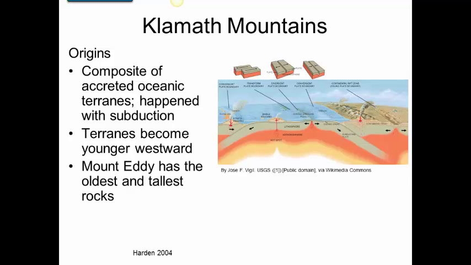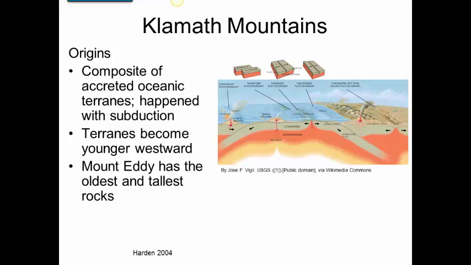As a result, these terrains become younger as you move westward. So Mount Eddy, which is on the eastern end of the range, has the oldest and tallest rocks. To try to understand this a little better, I found a quote by Ellen Morris Bishop, and she referred to the accretion of these terrains in the Klamath Mountains as a collage of exotic geology swept onto the prow of a westward moving continent, like pond scum on the bow of a giant canoe.